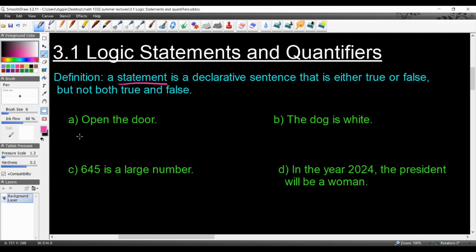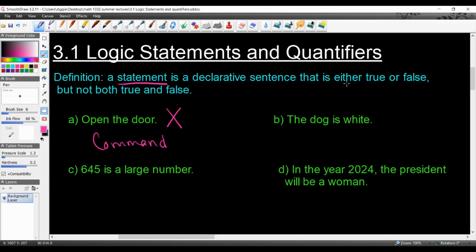Okay, so letter A, open the door. This one is not a statement. In fact, it sounds more like a command to me. If I tell you, open the door, is that true or false? You really can't answer that, so therefore it's not a statement.